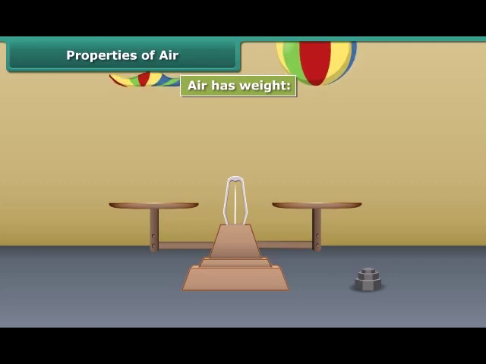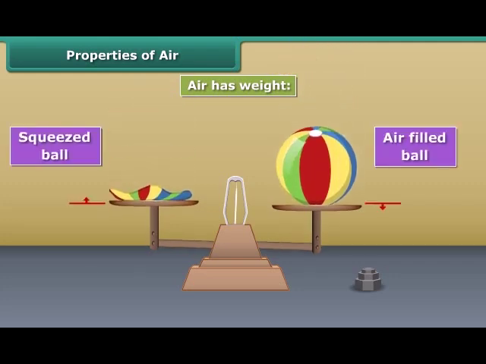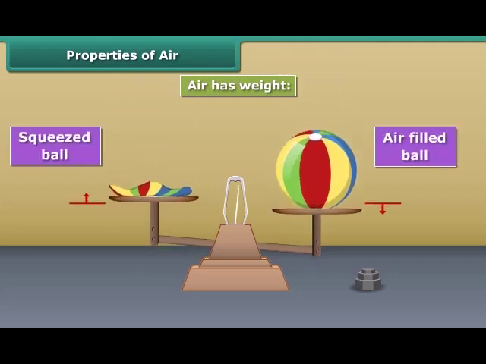Air has weight as well. Put the air-filled ball on one side of a balance and a similar empty and squeezed ball on the other side. You can see the pan with the squeezed ball goes up, indicating that it is lighter than the air-filled one.